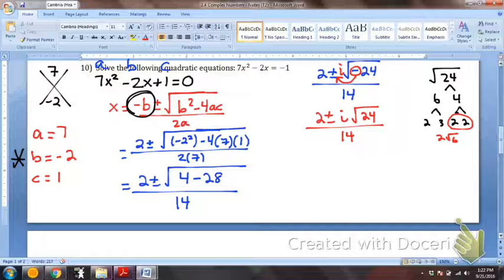The 2's come outside, and 2 times 3 is 6. So I know that the square root of 24 turns into 2 radical 6. So I have 2 plus or minus 2i square root of 6. Remember, the I always goes right next to the square root, over 14. Holler if you have questions.